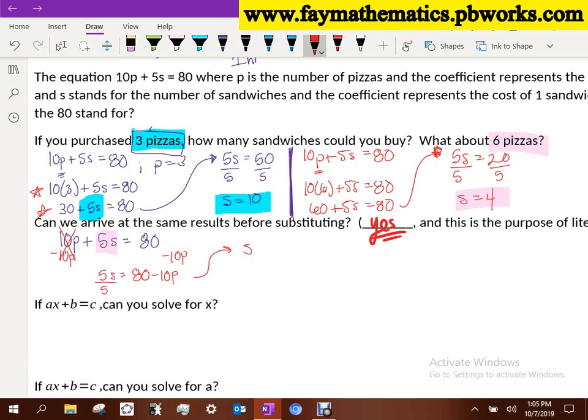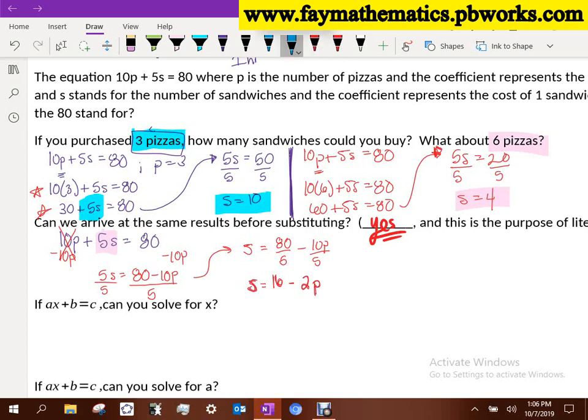So it's going to leave me s on the left. Now, when I divide the right-hand side by 5, you have to divide the entire right-hand side by 5. So what that turns into is 80 over 5 minus 10p over 5. But that can be written a little bit better. What's 80 divided by 5? 16. And what's 10 divided by 5? 2, right? And it's a negative 2 in this case. And I get that formula.